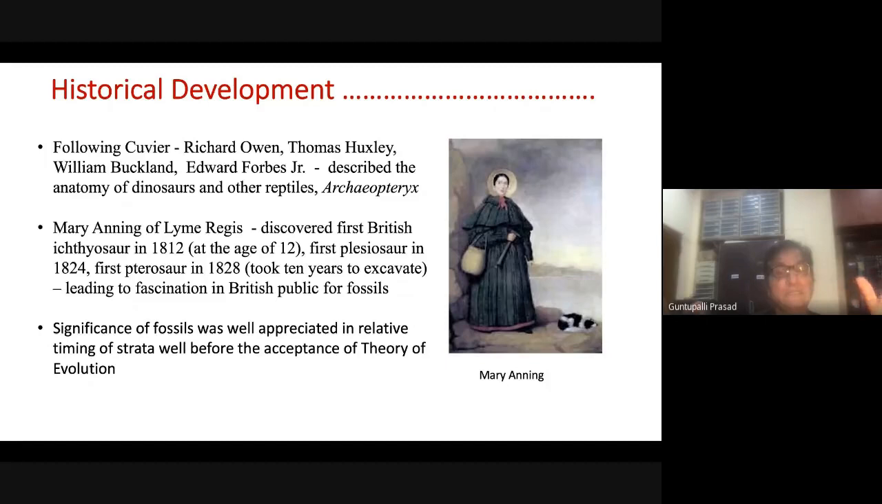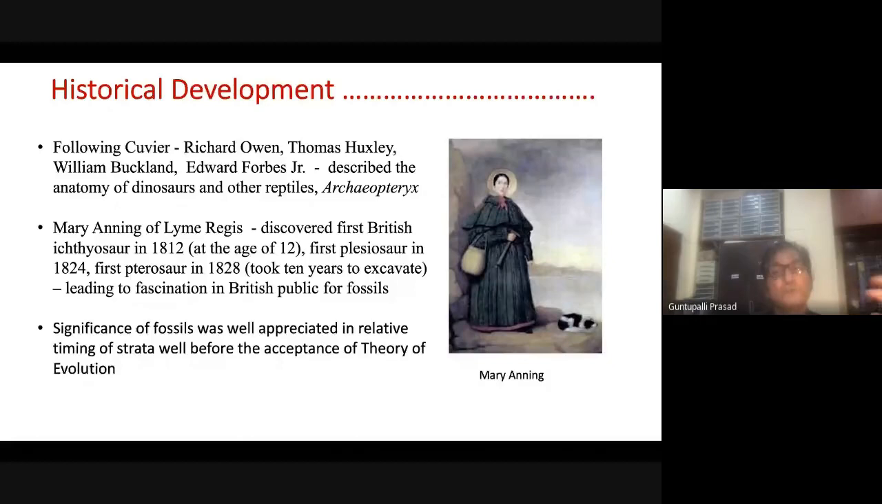And this fascinated many of the British public for fossils. So she was responsible, although she was not a scientist, she discovered many of these fossils, and many of them she sold to people like, for example, William Buckland.